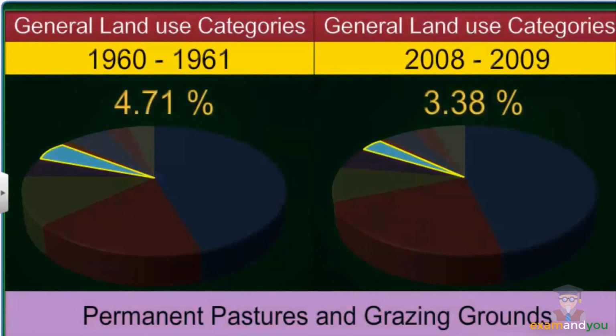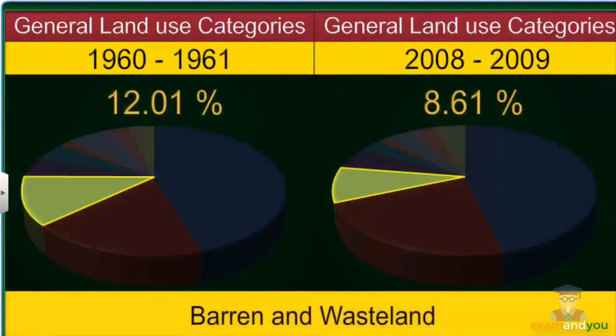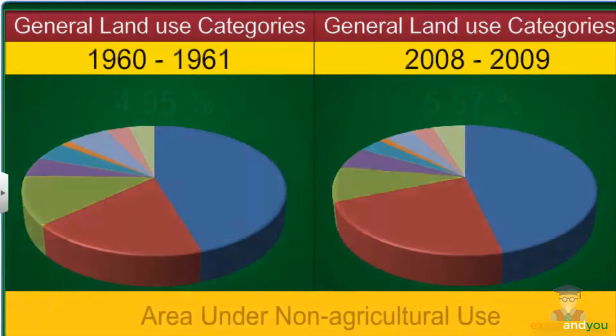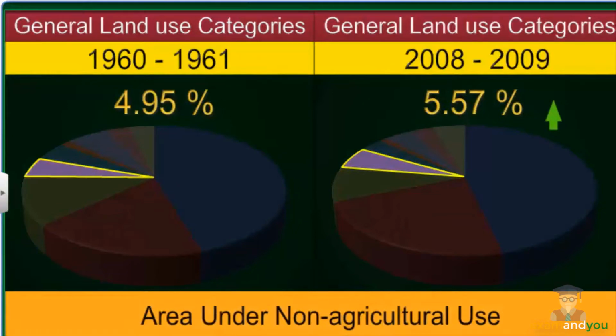Permanent pastures and grazing grounds decreased during the period. This is not a good sign for thousands of people engaged in cattle rearing. The percentage of barren and wasteland decreased by almost half during the given period. However, this reclaimed land is used mainly for non-agricultural purposes.